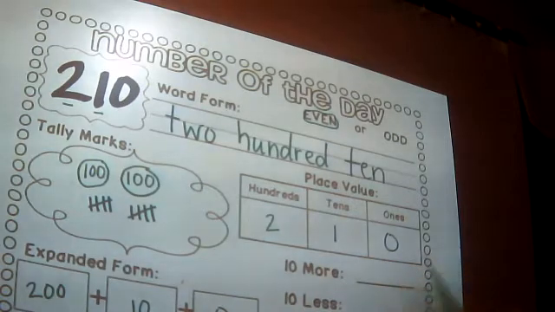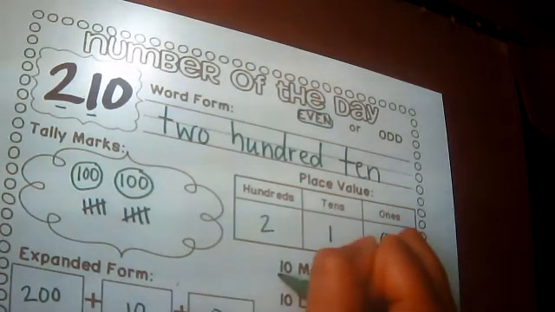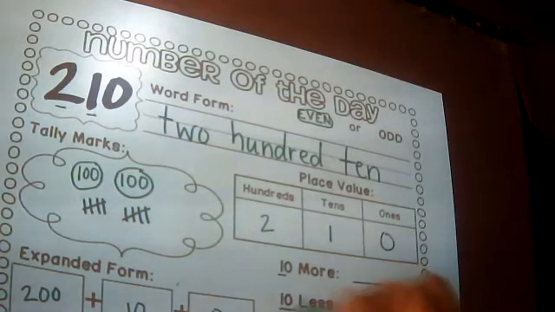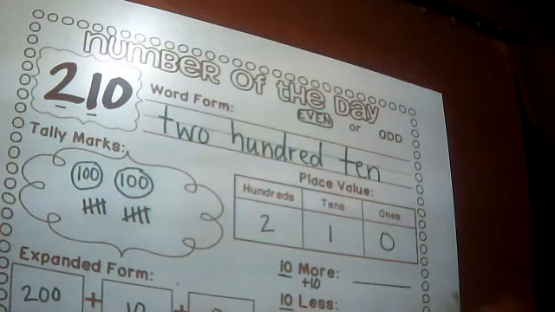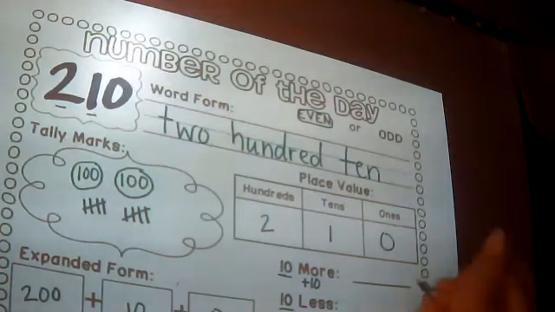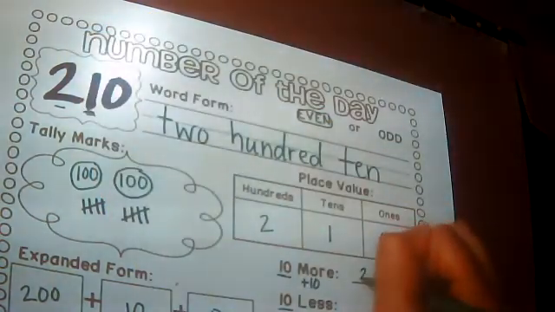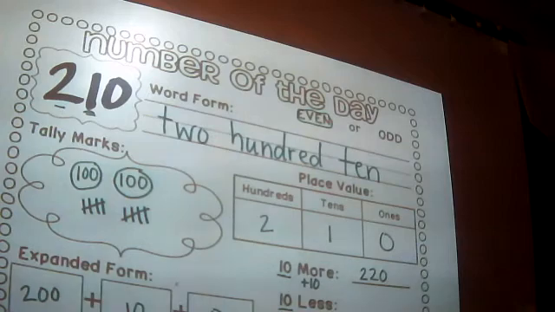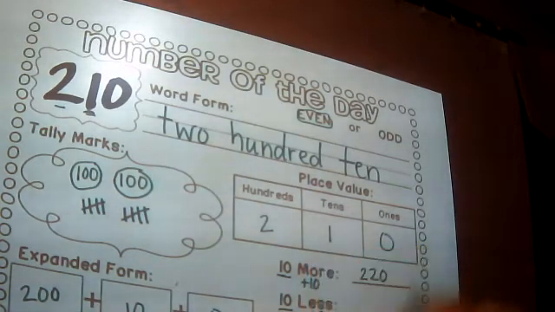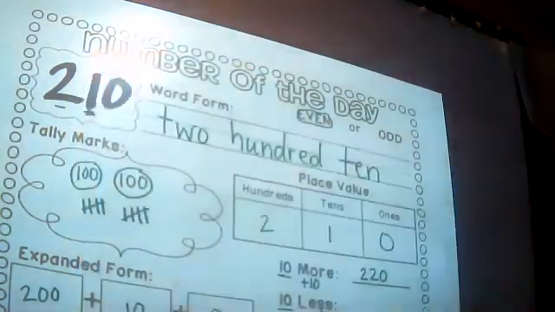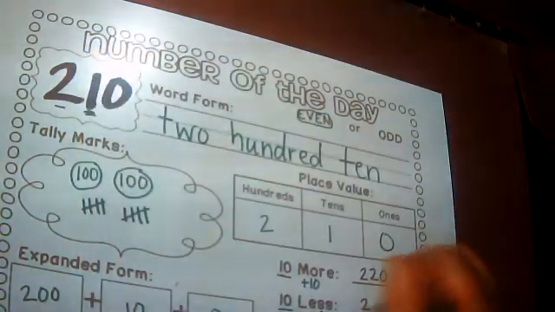So this is when you start looking at the tens place. So we're adding 10 more. So this is really saying plus 10. So 210 plus 10, we're looking here at the tens place, is 220. And then 10 less, you're just subtracting 10. So again, looking at the tens place, it would be 200.